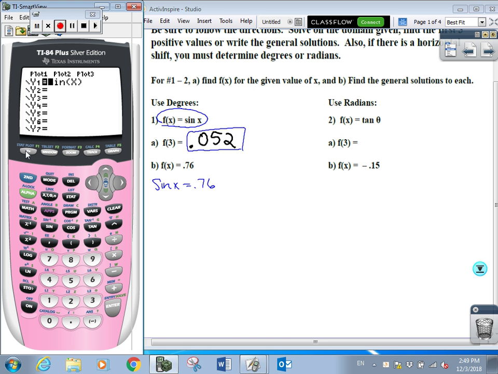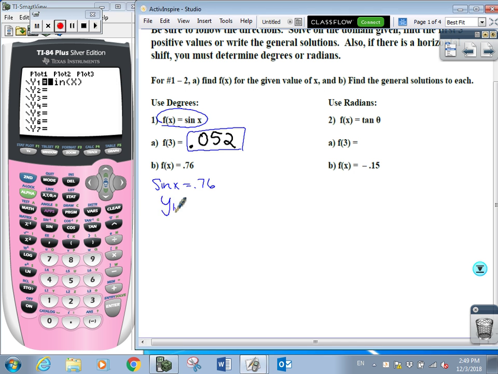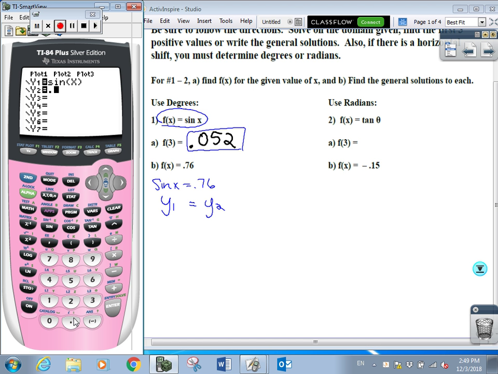So this is where we plug this into y1 or y2. It doesn't matter. It's already in y1. We plug this into y2, and we want to figure out where they're equal. So if you want to figure out where 2 graphs are equal, where do they cross? Well, let's graph it.